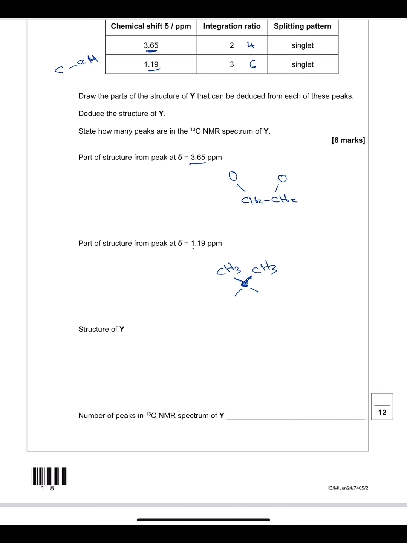Now, the structure of Y, when we combine all of these, we're going to find that the only way to have this structure is to have a carbon, and this carbon attached to the 2 oxygens and then the CH2 and the CH2, and then we have here the CH3 and CH3. So this could be the final structure based on what we have deduced from the peaks and their integration.